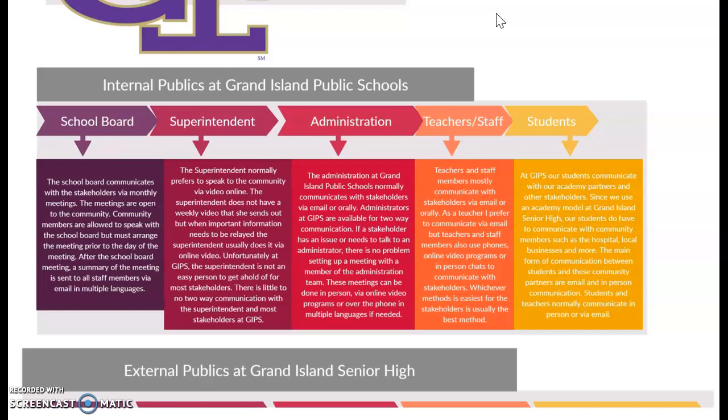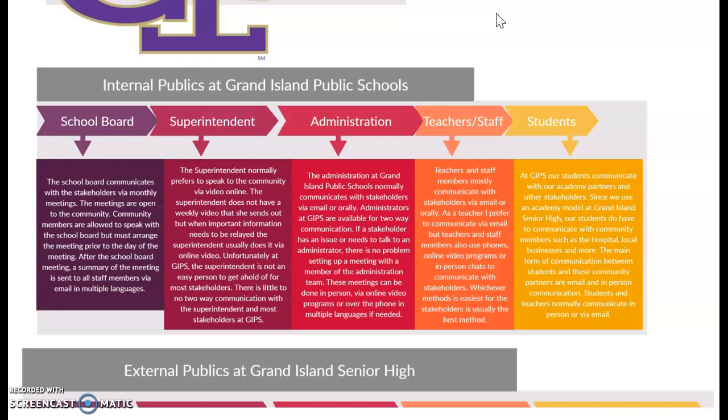Superintendents. The superintendent normally prefers to speak to the community via video online. The superintendent does not have a weekly video that she sends out, but when important information needs to be relayed, the superintendent usually does it via online video. Unfortunately, at Grand Island Public Schools, the superintendent is not an easy person to get a hold of for most stakeholders. There is little to no two-way communication with the superintendent and most stakeholders at GIPS.